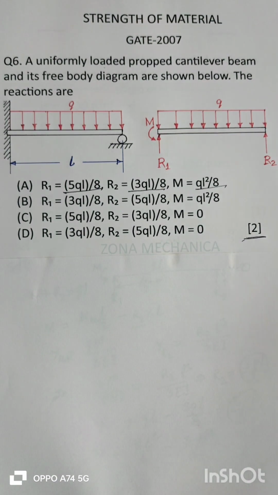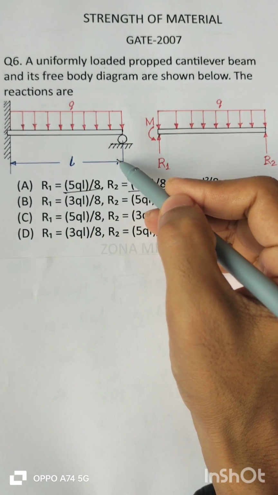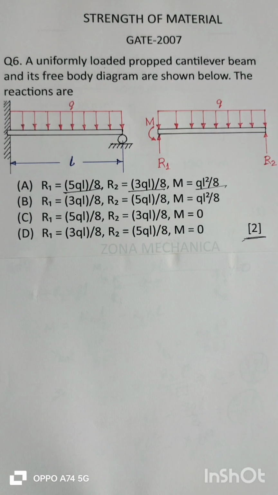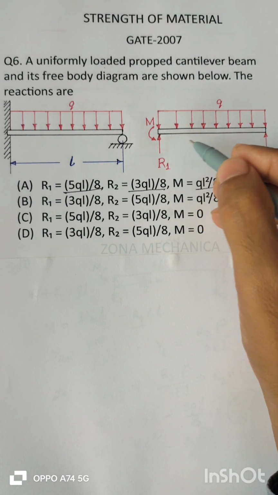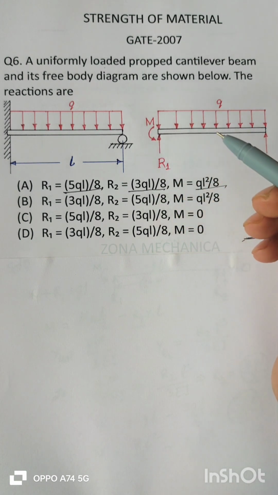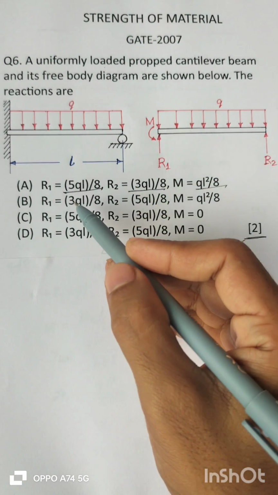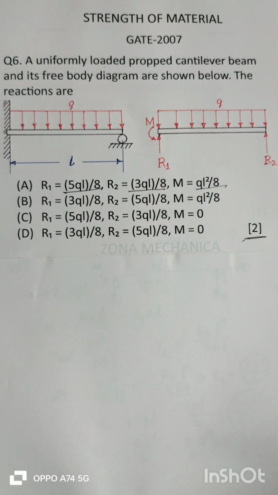As you can see in this figure, this is a propped cantilever beam of length L, and there is a UDL acting on the beam of intensity Q per unit length. This is the free body diagram. If R1 and R2 are two reactions and M is the bending moment developed at the fixed end, then what are the values of R1, R2 and M in terms of Q and L? There are 4 options.